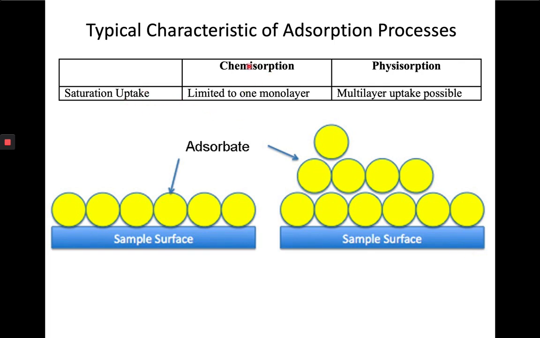For chemisorption, it is limited to only a single layer, or monolayer, because a covalent bond should be formed between the gas molecule and the solid surface. For physisorption, the adsorption can be multi-layer as shown in this figure.